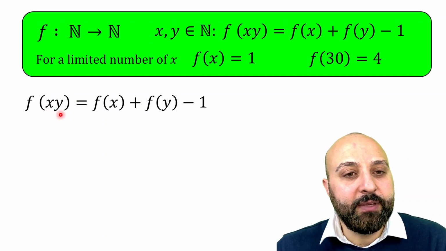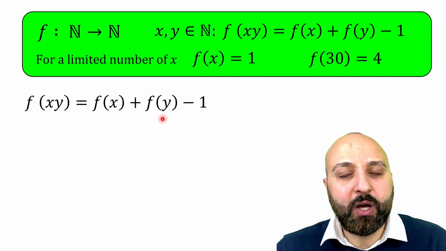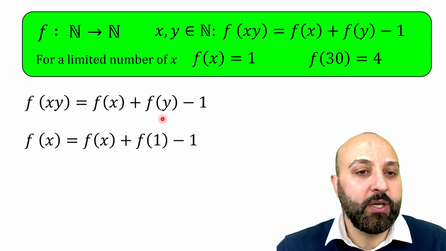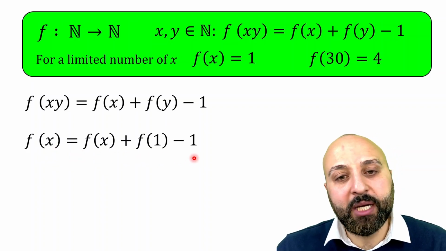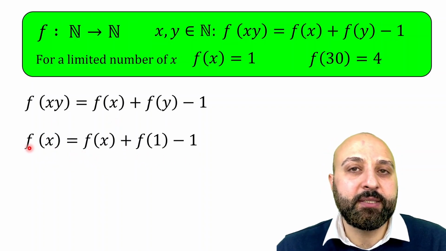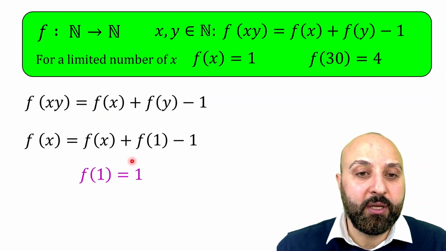For example, we have f(xy) is equal to f(x) plus f(y) minus 1. So we can replace y with 1, and let's see what we obtain. In this case, f(x) will be equal to f(x) plus f(1) minus 1. Obviously, f(x) with f(x) disappears, so f(1) will be 1. So we obtain some new information.